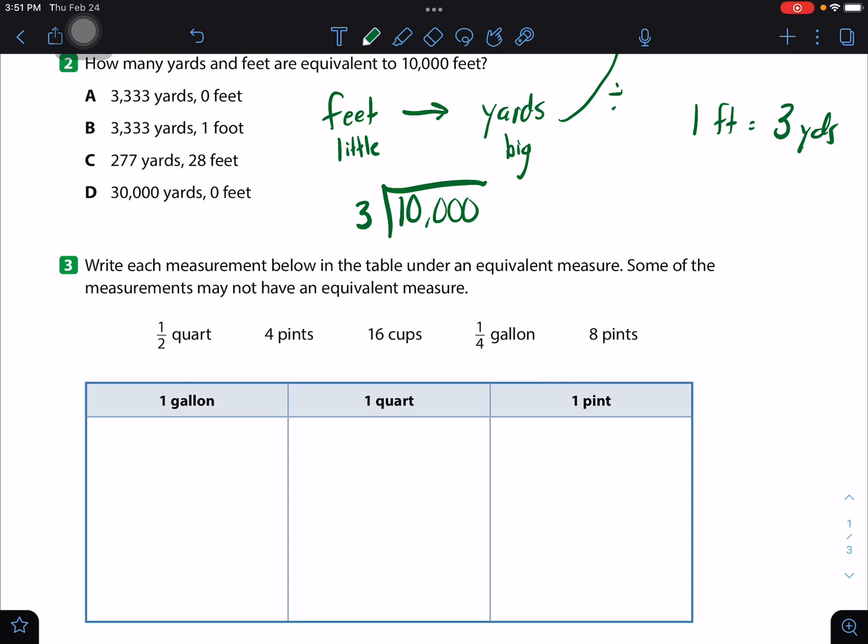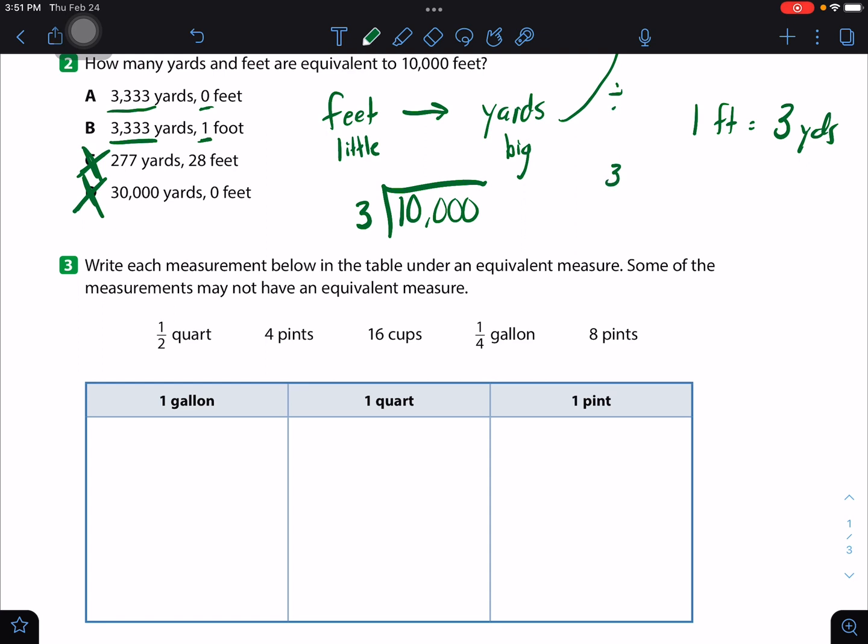10,000 divided by 3. So again, look at some of the choices that I have here. And I recognize, well, I know I'm not multiplying, so my answer shouldn't get really big. I know that I have to get all the way up to 10,000, so I find it very unlikely that 277 is going to get me there. Both of these have 3,333. This one has 1 left over. This one has 0 left over.